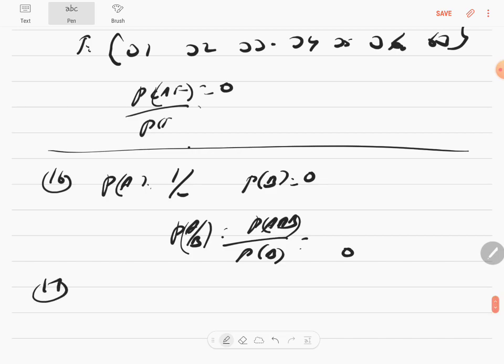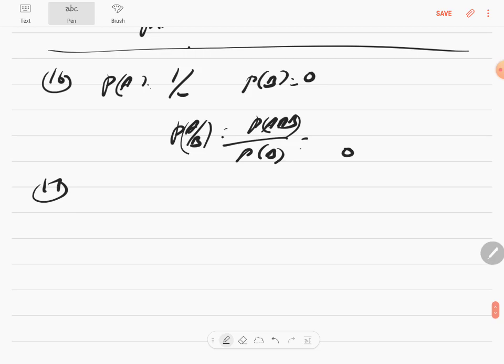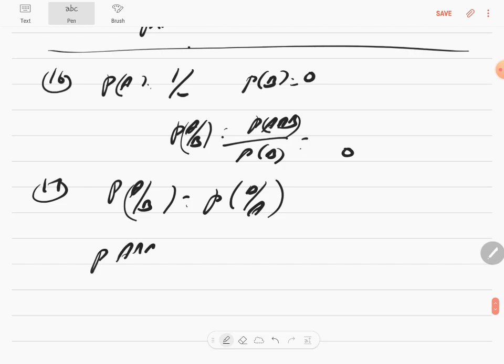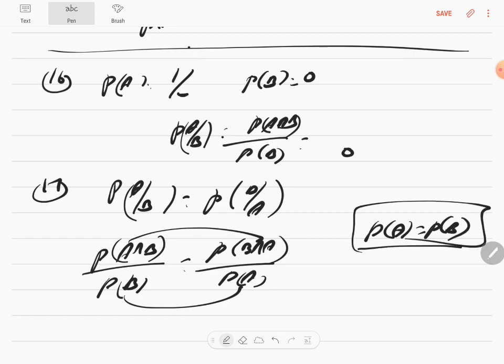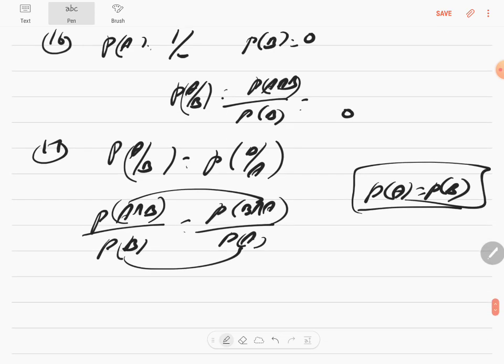17th question. If A is a subset of B, they have already given P of A given B is equal to P of B given A. What is the meaning of that? P of A intersection B by P of B is equal to P of B intersection A by P of A. Since these are equal, this will also be equal. So P of A will always be equal to P of B, right? Now that's the answer. So D is the option.